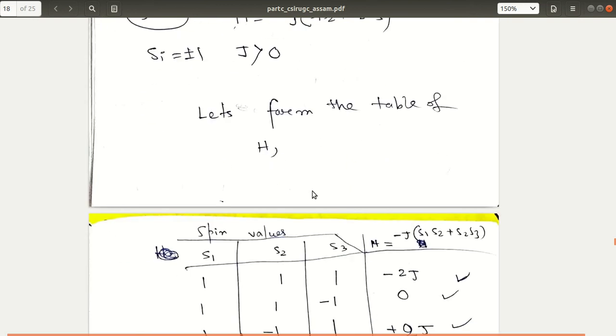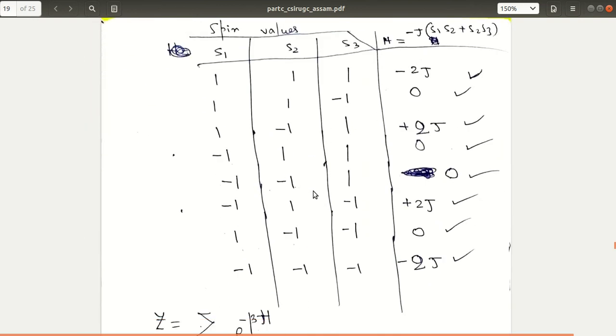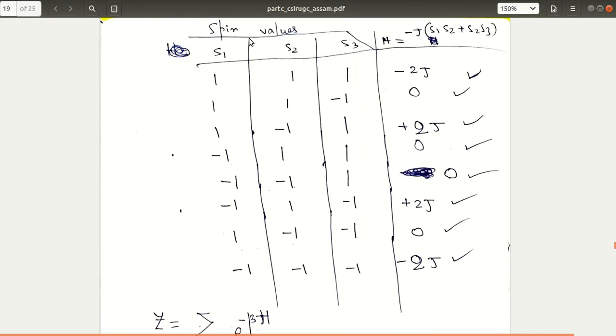So now let's form the table for H. You have the spin values of s1, s2, s3 and this Hamiltonian. If s1, s2, s3 are all 1, then the energy will be minus 2J. If s1 is equal to 1, s2 is equal to minus 1, and s3 is equal to 1, it will be plus 2J. If s1 is equal to minus 1, s2 is equal to 1, and s3 is equal to 1, it will be 0, and so on.